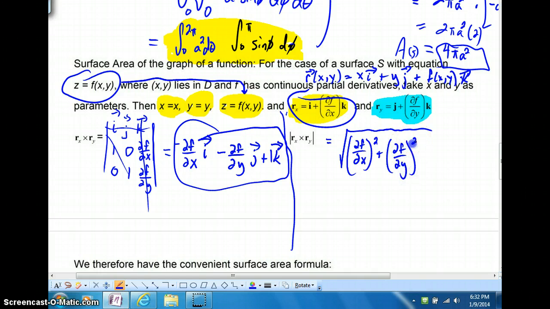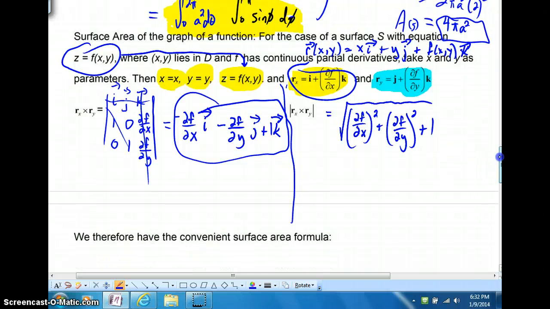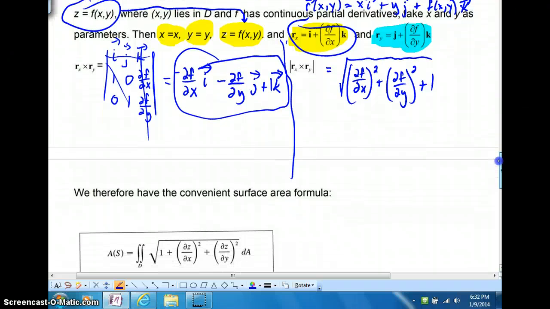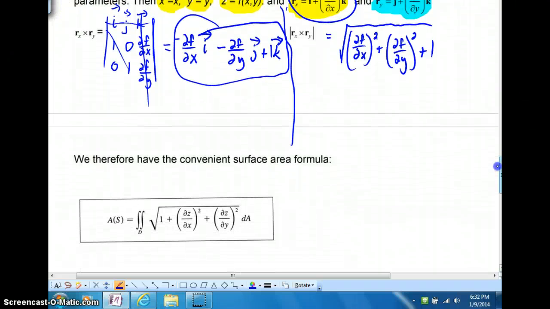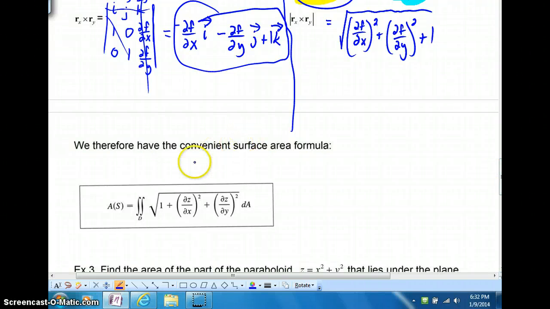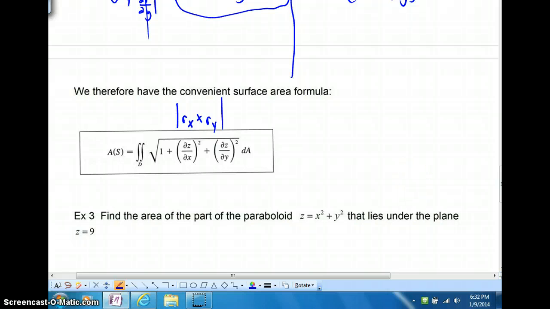Now I'm getting rid of the negative. The negatives, of course, are going to cancel out. And this would be your partial derivative of r sub x times r sub y cross-producted, taking that magnitude. Look, the author very quickly points out that this is a convenient surface area formula. Of course, what you saw earlier is that you'd have r sub x cross r sub y in its magnitude here. But this formula shows up so very much.